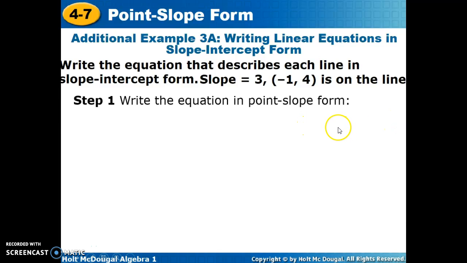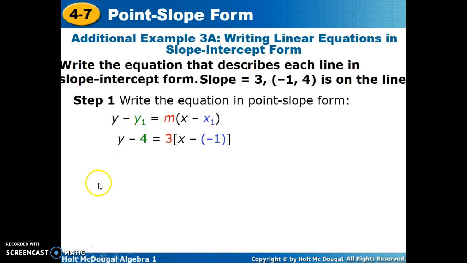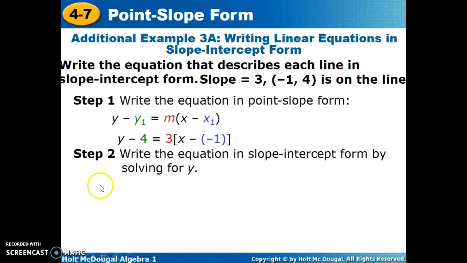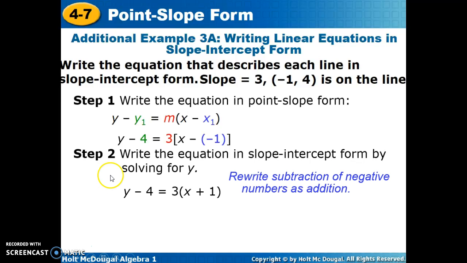Write the equation in point slope form first. So we're going to substitute our values in. This is y minus 4, x minus negative 1, and with a slope of 3. And we're going to rewrite the equation in slope-intercept form, so we know that we need to isolate y.